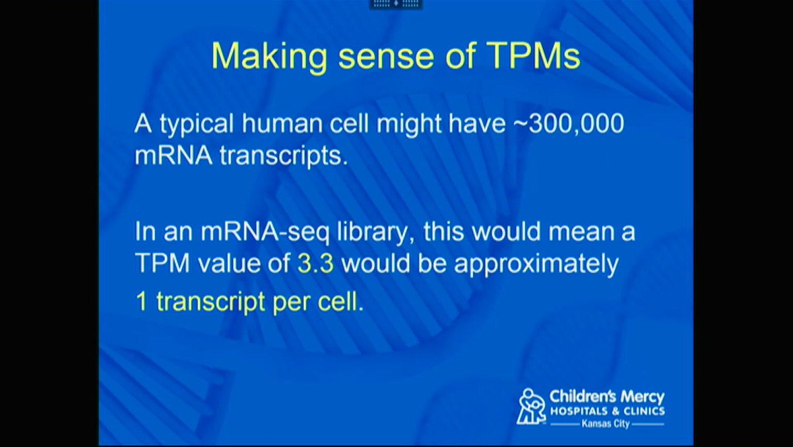The dynamic range of RNA-seq is actually very high. So you can get TPMs that are very small, like 0.001, and they go all the way up to the hundreds of thousands.